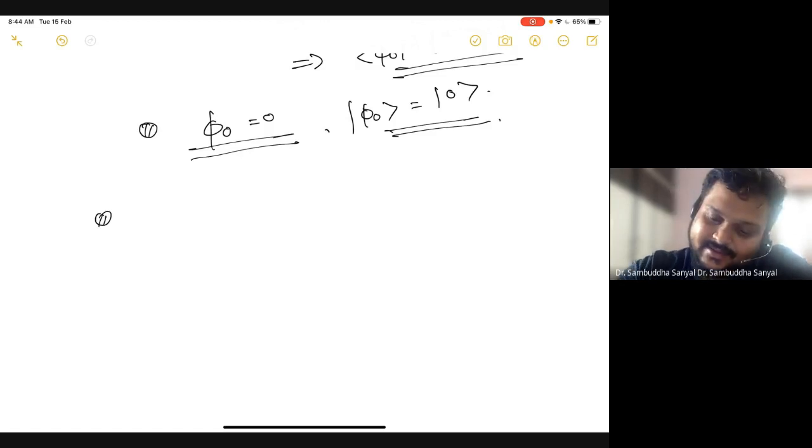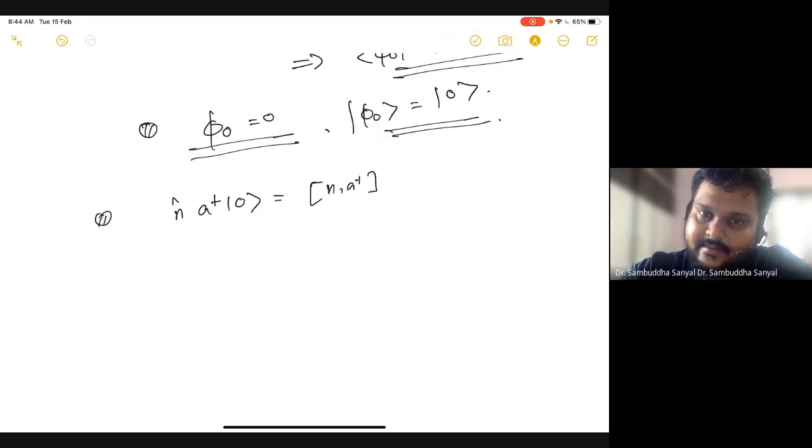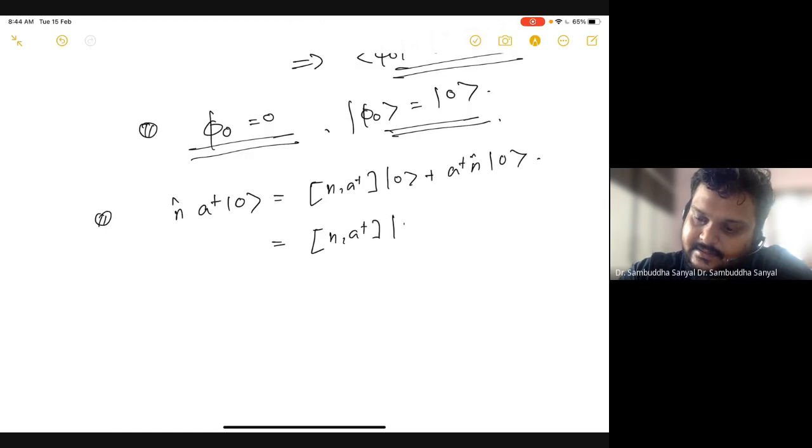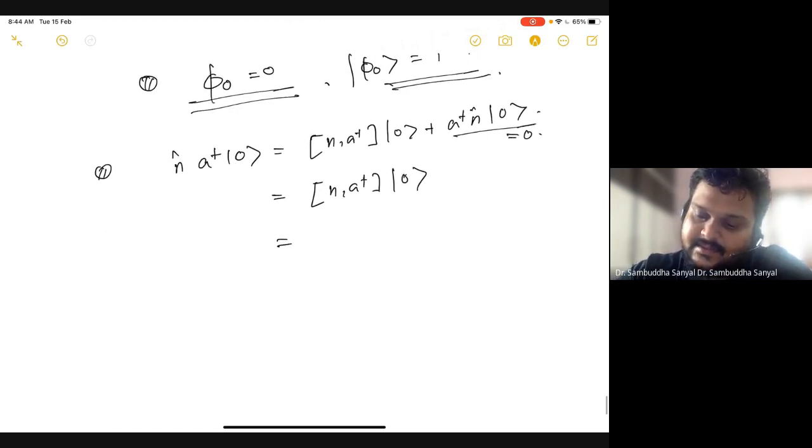Okay. So now what I'll try to show is what happens if you act a dagger. So now consider n a dagger 0. So we know n a dagger equals a dagger 0 plus a dagger n. I can rewrite this in this form. Now this must be n a dagger 0, because this is 0. So that means this is nothing.